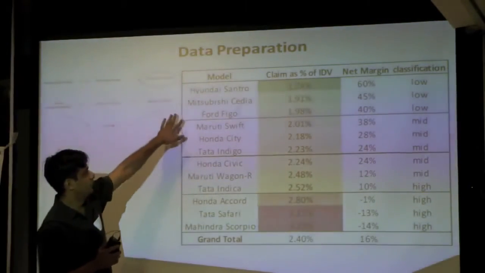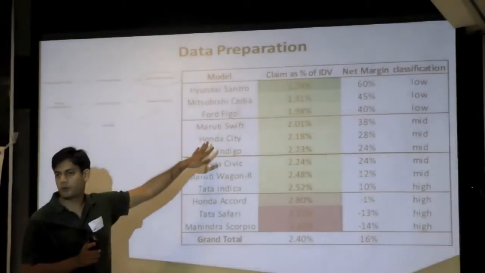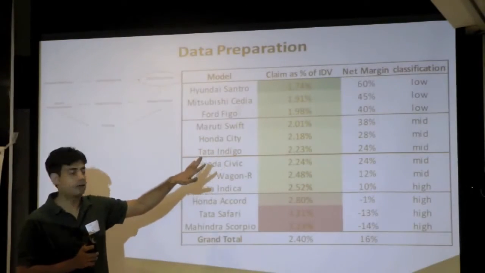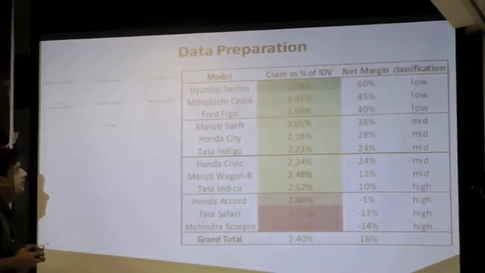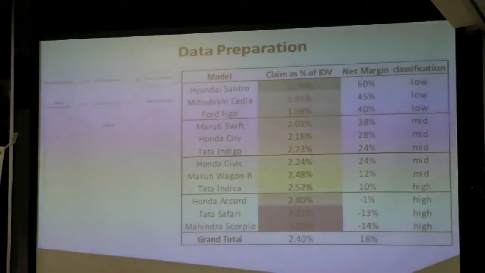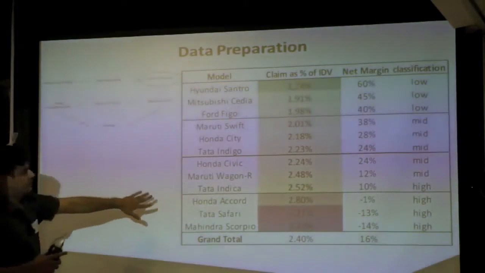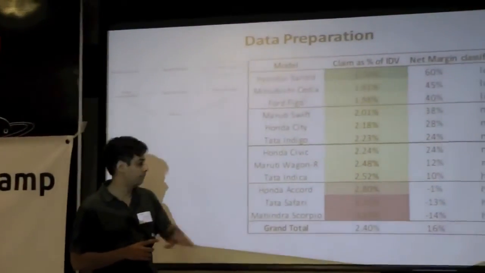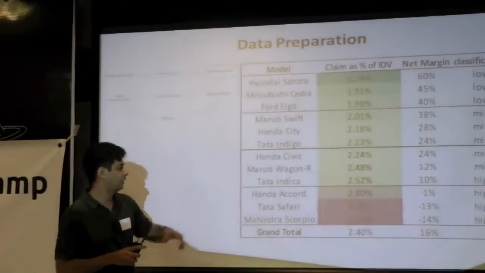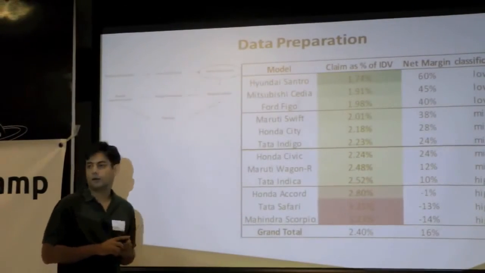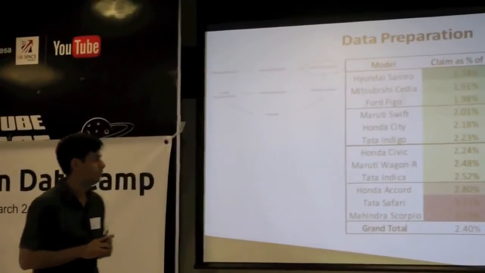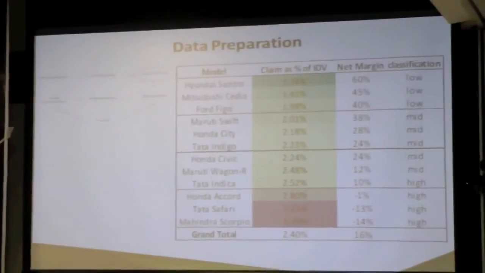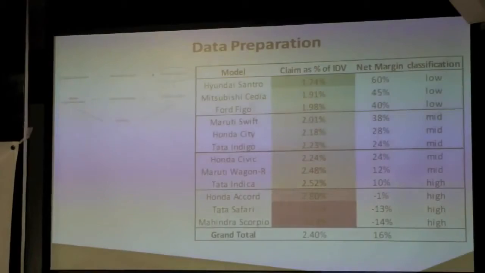Very apparent. Hyundai Santro is the most profitable model for the company at a macro level. 1.74% is what they are paying. They're charging, we saw, 2.84% on average. So just looking at this table, you can immediately see that the models at the top are highly profitable for the company. The models at the bottom are not profitable. The bottom three, in fact, are loss-making for the company, right? We've also classified them into low, medium, high.